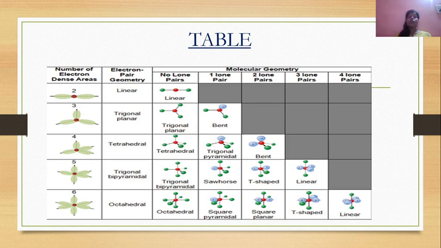So VSEPR theory tells us that on the basis of lone pairs, the geometry of the molecule gets distorted, and on the basis of that distortion, it will acquire a resulting shape. VSEPR theory is all about valence shell electron pair repulsion: lone pair-lone pair repulsion, lone pair-bond pair repulsion, and bond pair-bond pair repulsion. The maximum repulsion occurs between lone pair and lone pair, then lone pair and bond pair, and at the last, bond pair and bond pair.